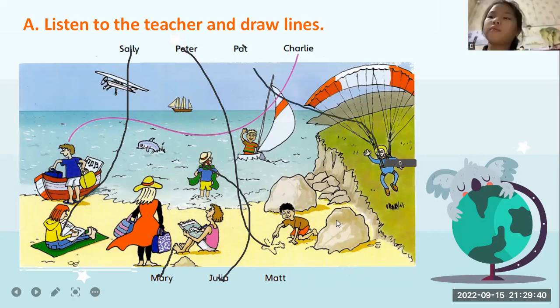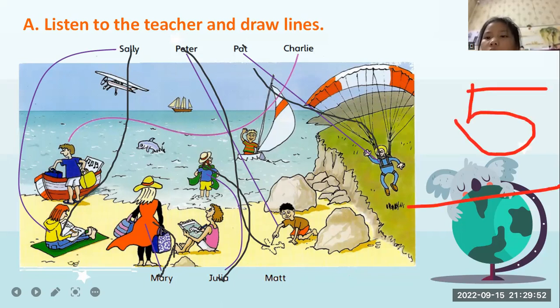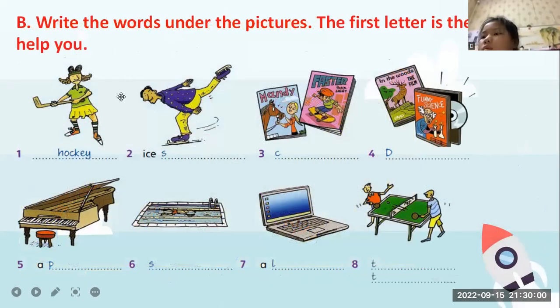So my grandfather. Okay, so let's check. We have here Sally, Mary, Peter, Julia, and Pat. Very good. You got 5 out of 5 here, Elsa. So let's proceed with this one. I want you to write the words under the pictures. The first letter is there to help you.